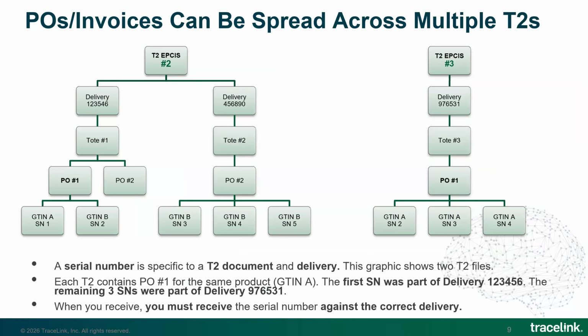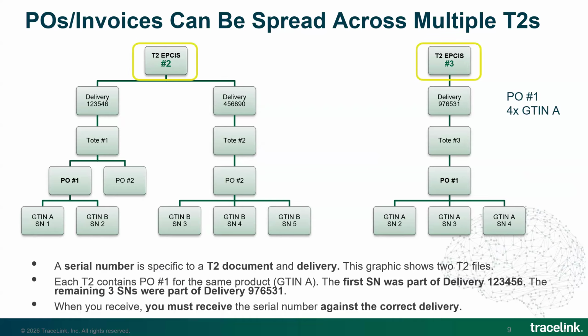So as I said before, it's very important that when you receive below the tote, that you are receiving that serial number against the correct T2 document and delivery. So in my graphic here, I do have a few different T2s. I have one on the left, my T2 number 2, and a T2 number 3 on the right here. Each T2 contains a particular PO. So these are my T2s.